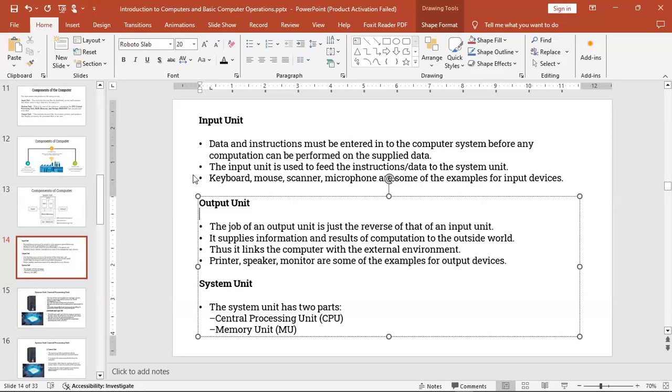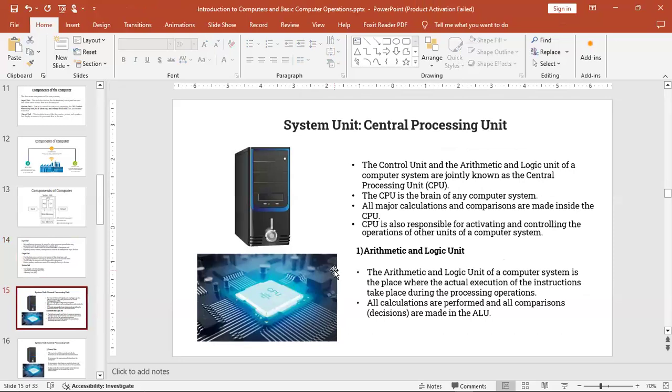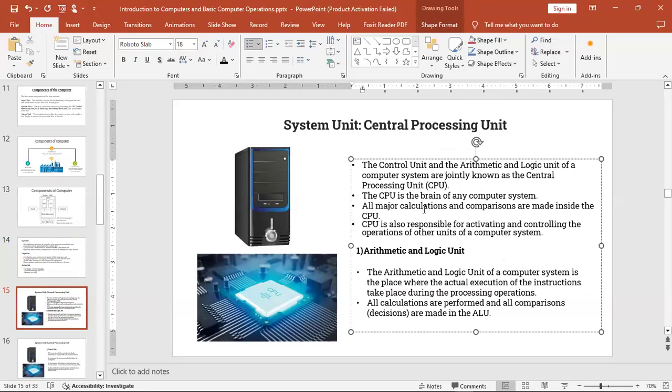Now, let us look at the big guy here, the system unit. Remember, I said the system unit has two parts, the central processing unit and the memory unit. Please pay keen attention here, because this is where things will get a little bit complicated. I really expect you guys to ask some questions here, because we have to know exactly how the system unit functions. You must know exactly what happens with the data that has been sent through the input unit.